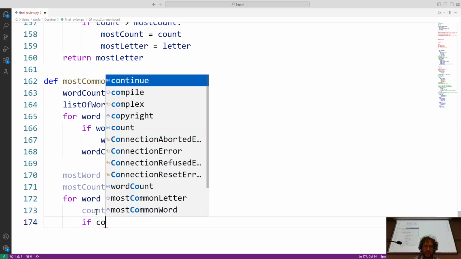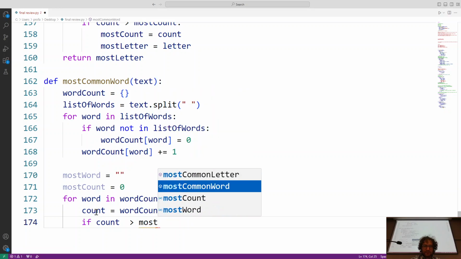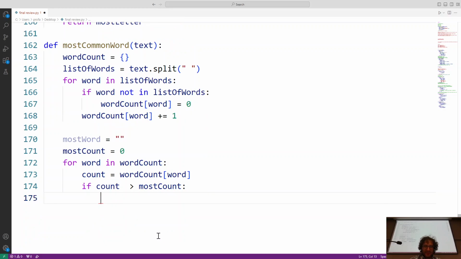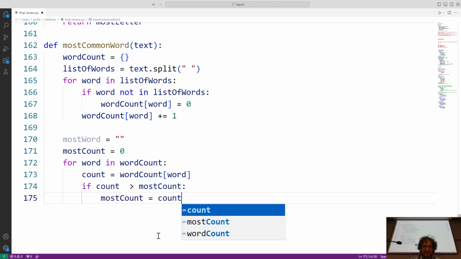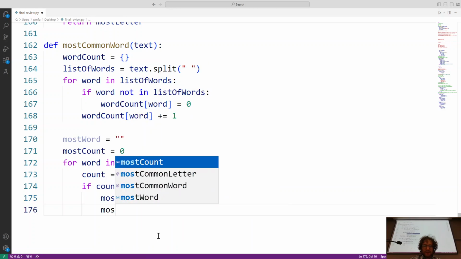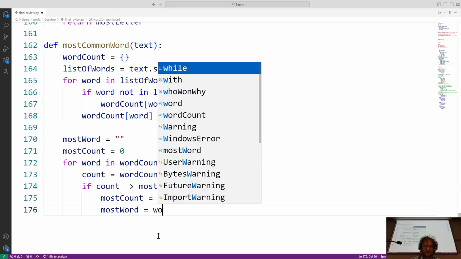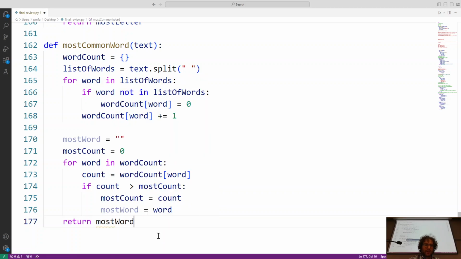If count is greater than most count, return, no, not return, what am I doing? Being silly. Most count is equal to count. Most word is equal to word. Then return most word, and that will give us back the most common word.